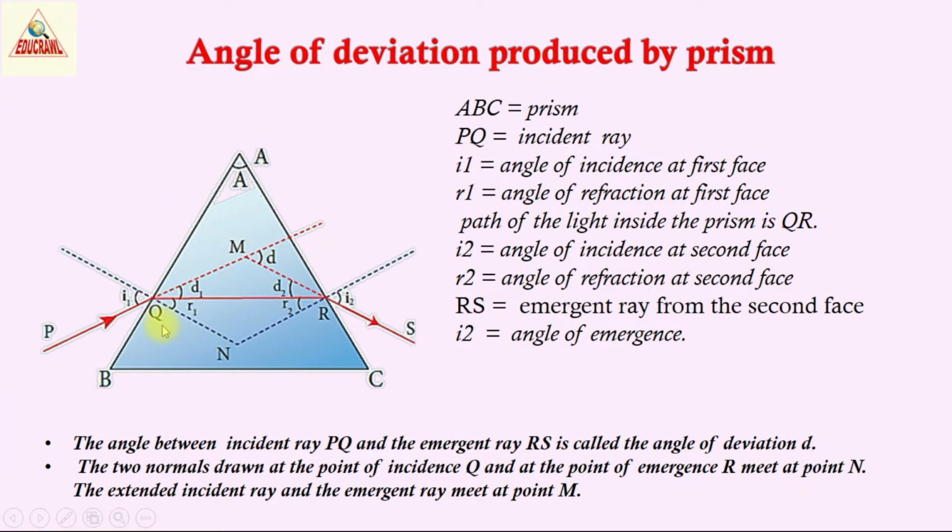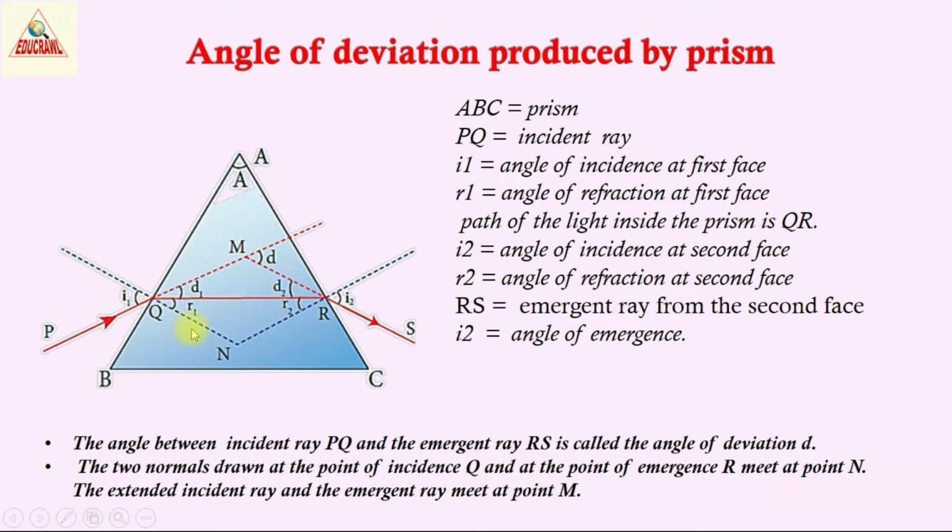Now we are going to discuss how to find the angle of deviation in the prism. For this we are considering a prism ABC where PQ is the incident ray. You know when the light ray is moving from one medium to other medium, it undergoes refraction. Here the light ray is moving from air to glass medium. So it undergoes refraction and the path of the light ray is QR after refraction.